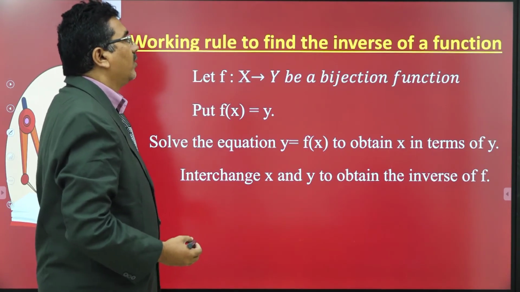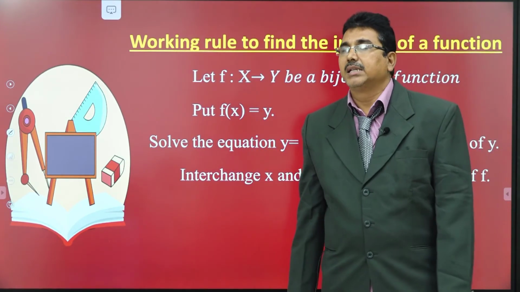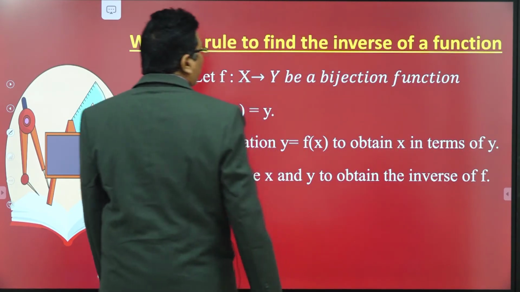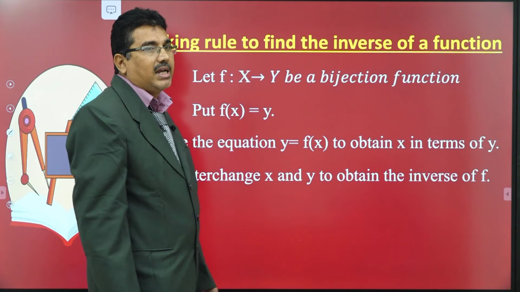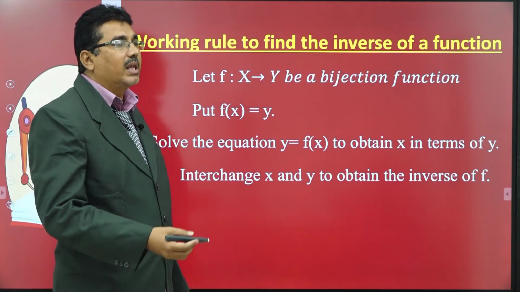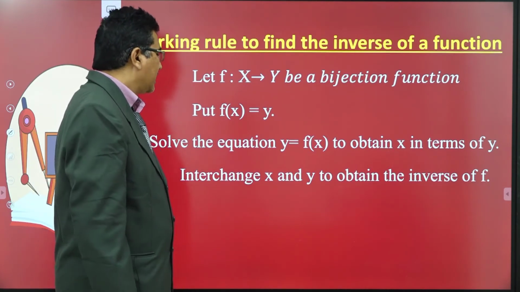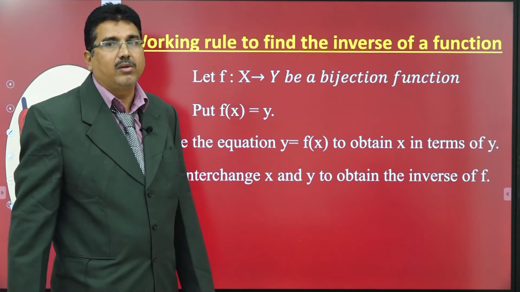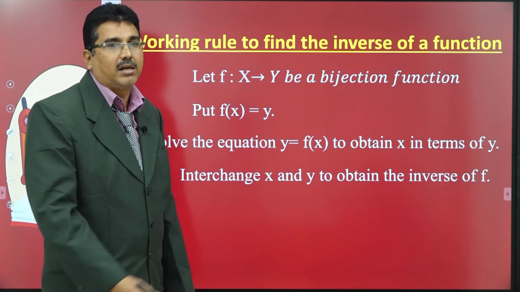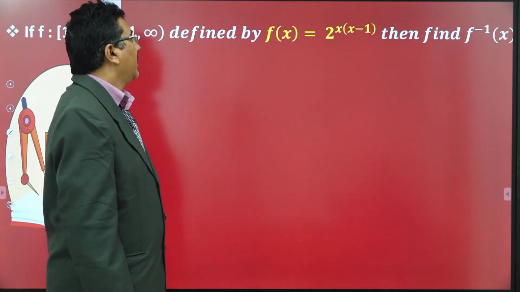Working rule to find the inverse of a function. Let f mapping from X to Y be a bijective function. Put f of x is equal to y. Solving this equation for x, we get x in terms of y. Just interchange x and y to obtain the inverse of f. This is the process for finding the inverse of a function.